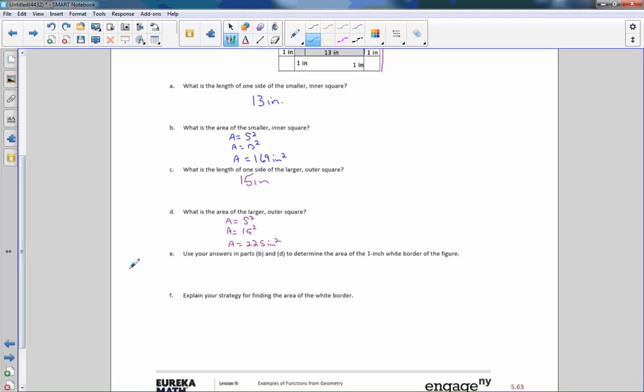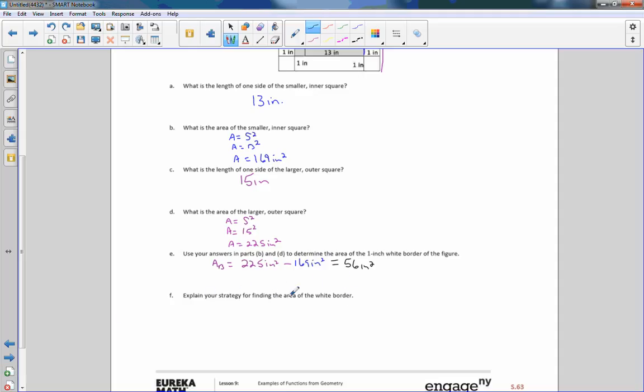Use your answers in parts B and D to determine the area of the 1-inch white border. So the area of the border equals 225 square inches minus 169 square inches. And that is going to equal, well, 169, that's 31 away from 200, so 31 plus 25 is 56 inches squared. Explain your strategy for finding the area of the white border.